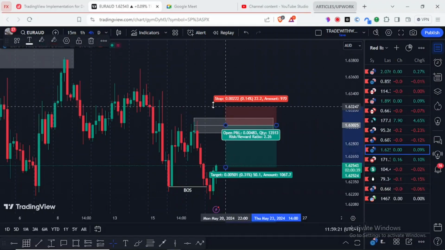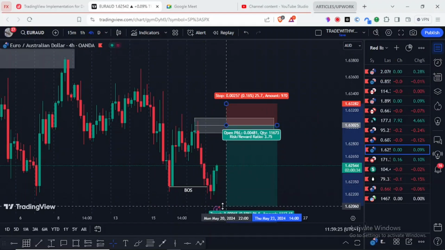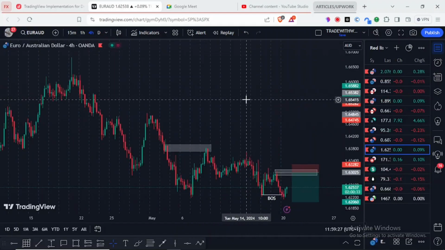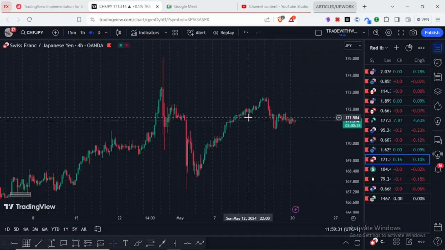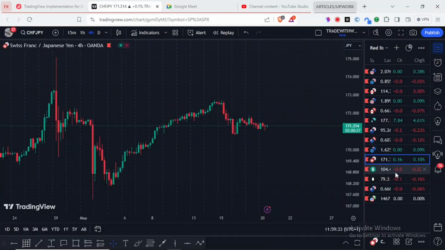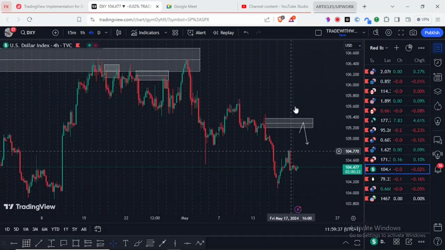So this is a very beautiful trade. Stop loss above, TP 100 pips. I've given you 3 pips like this. Just try to work on them and modify it yourself. JPY, I'm not trading JPY. This is dollar index, very bearish. So this is my analysis on dollar index.